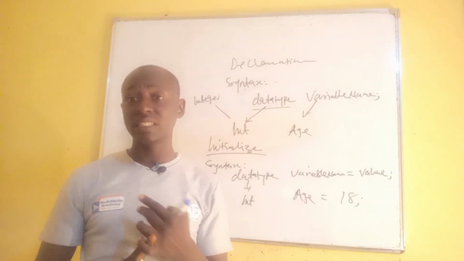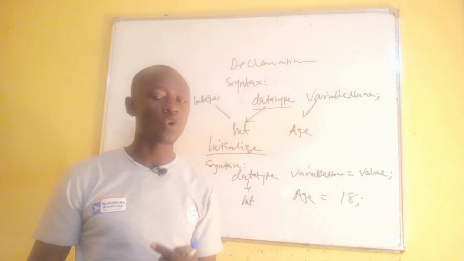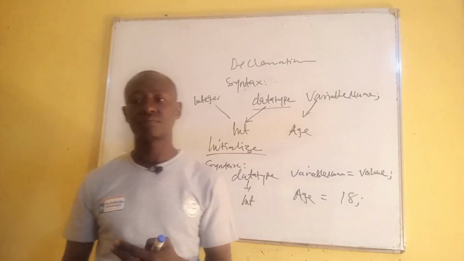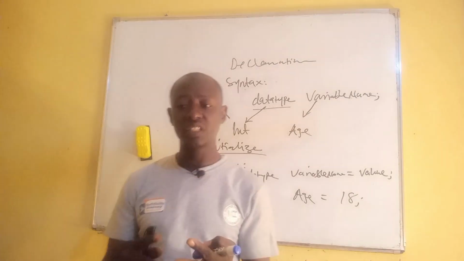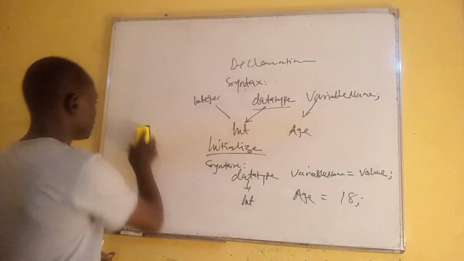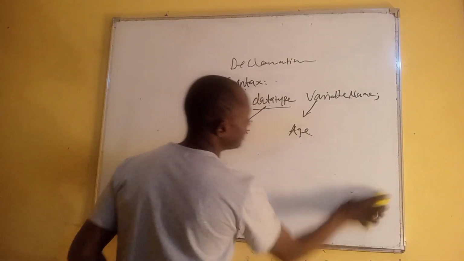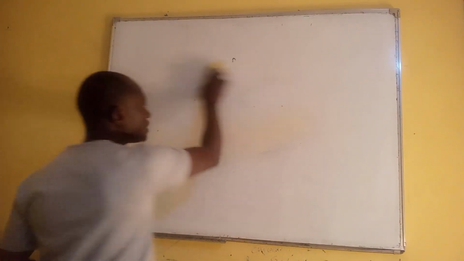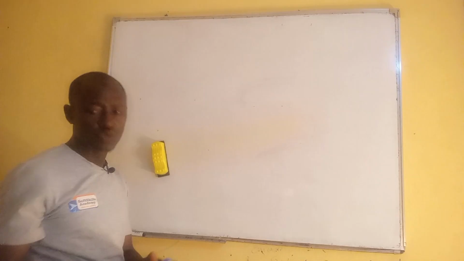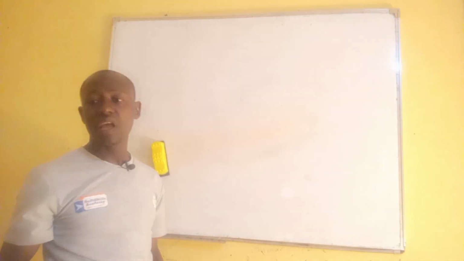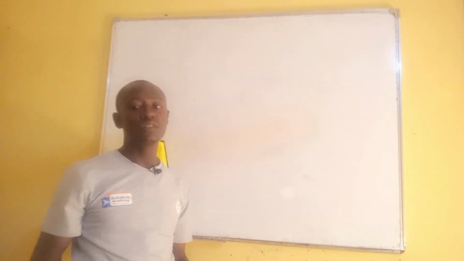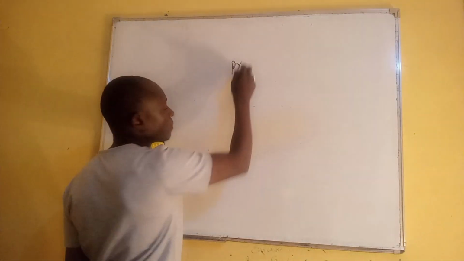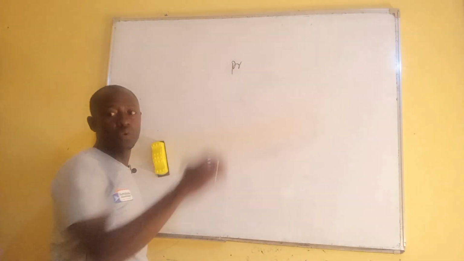So the data types in Java have what we call primitive data types. In primitive data types, we have what we call integer, double, and boolean. Thus, we have primitive and non-primitive data types in Java. So in primitive data types, we have integer, boolean, and double. That's primitive. Are you together?